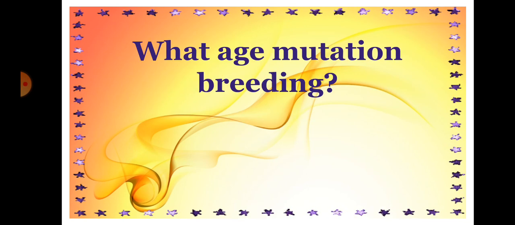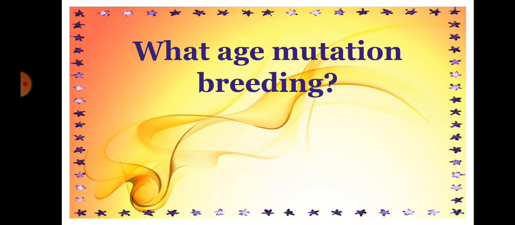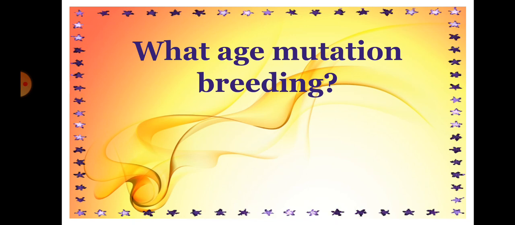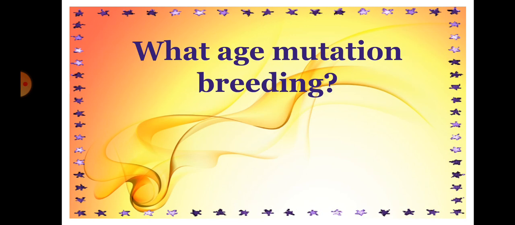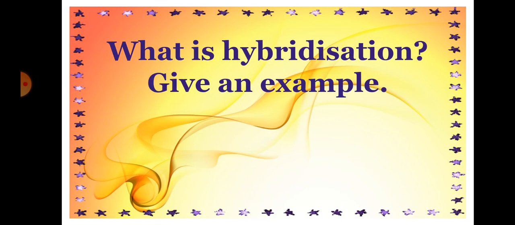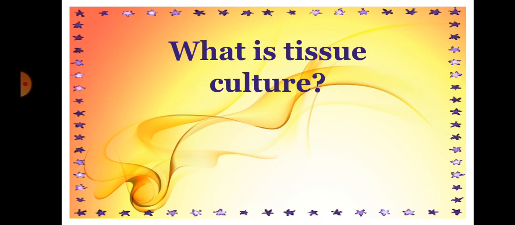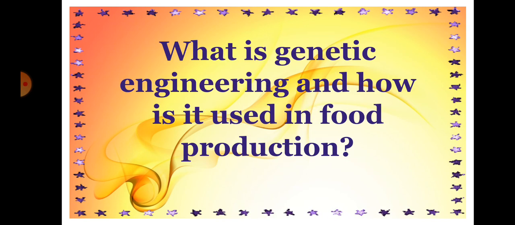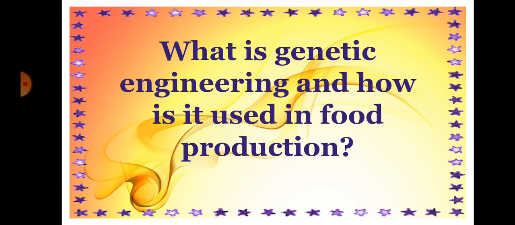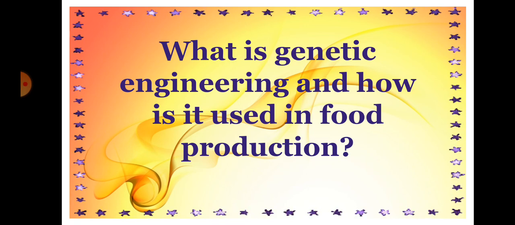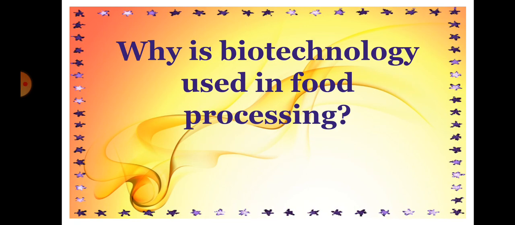Now sometimes samples of these parent plants are grown in artificial media in laboratories. With that, new copies are made which are grown to maturity. Now this process is called tissue culture. Next is, what is genetic engineering? What is genetic engineering and how is it used in food production, and why is biotechnology used in food processing?